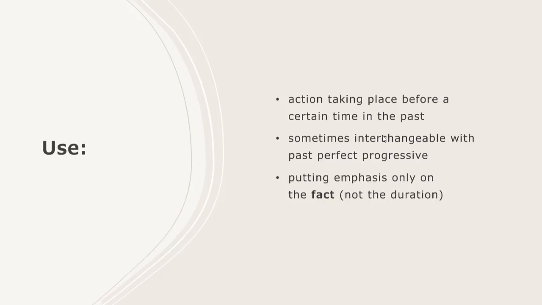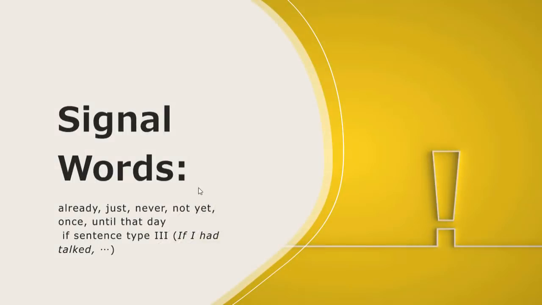Okay, let's go to the time signal now. The time signal is like already, just, never, not yet, once, until, that day. And then if the sentence is conditional sentence type 3, if I had thought, he would have, etc. Okay. All right, he had spoken that language since he was a kid.